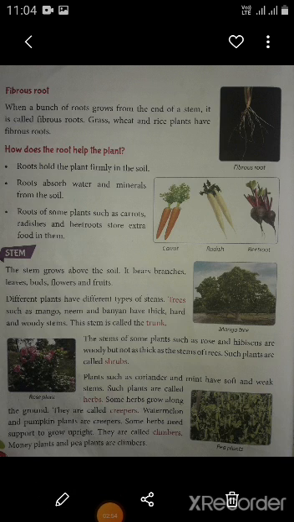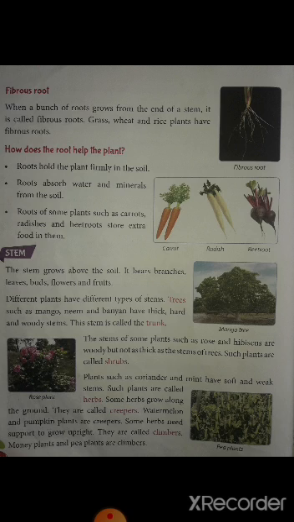Fibrous root. When a bunch of roots grows from the end of a stem, it is called a fibrous root. Grass, wheat and rice plants have fibrous roots, which are fine, thin, hair-like structures that spread sideways in all the directions.